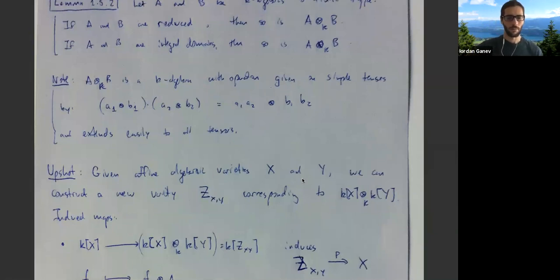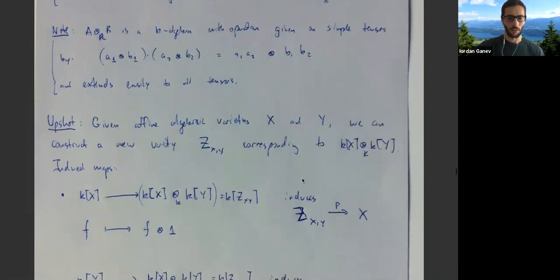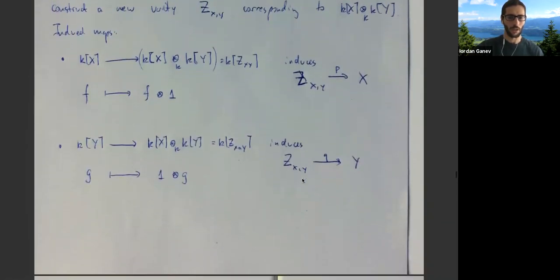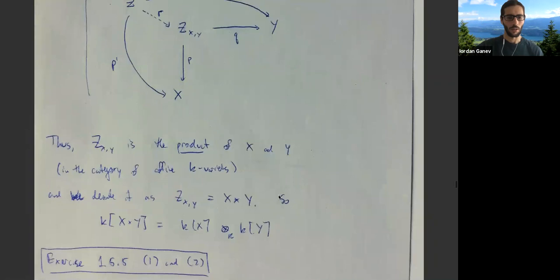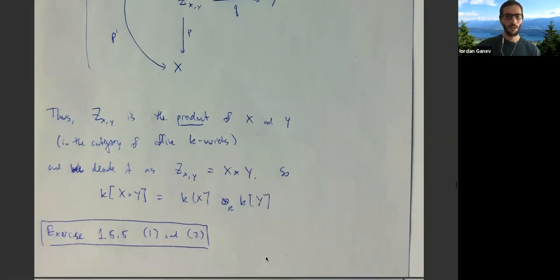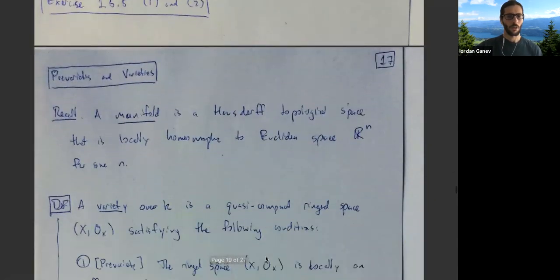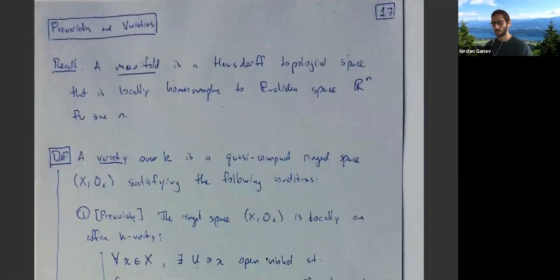So maybe you can read this in the notes, but the upshot is that the tensor product of these two algebras is the affine algebra for the product of these two varieties. And to get some more familiarity, you can look at these exercises in the Springer 1.5.5, exercises 1 and 2. Okay. So now I think we covered the first motivating question, which was about morphisms.